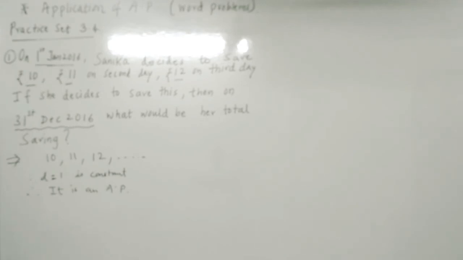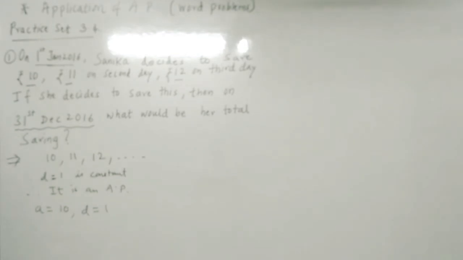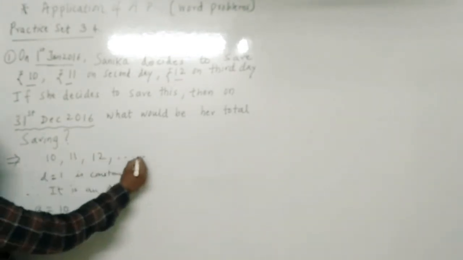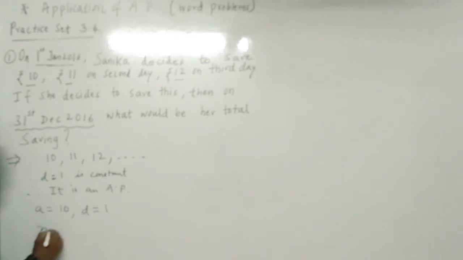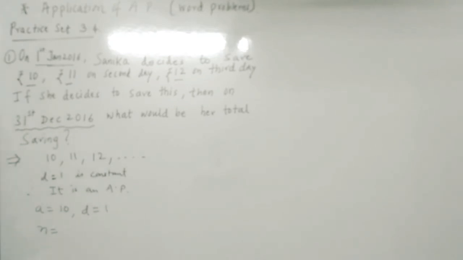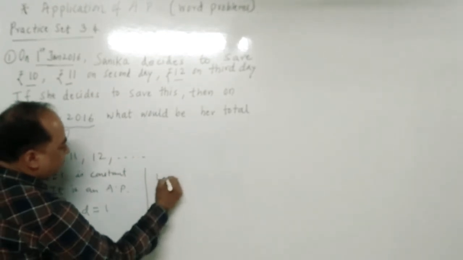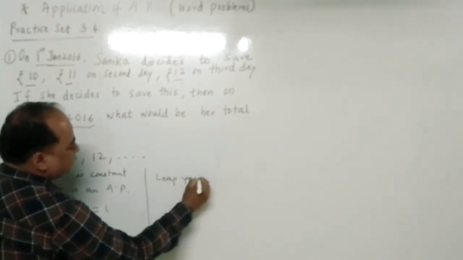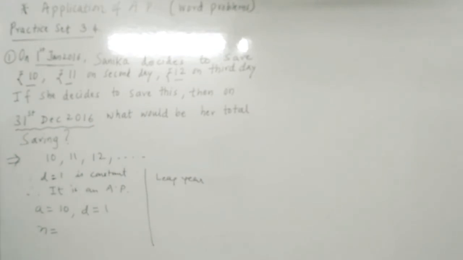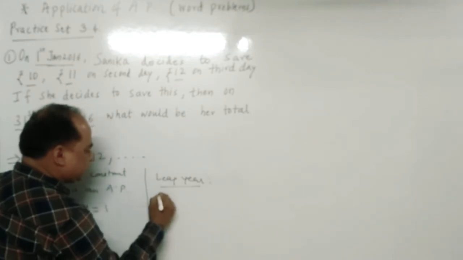Now, since the sequence is an arithmetic progression, your first term a is equal to 10, d is equal to 1. Now, we need the number of days in the year 2016. Now, 2016 is a leap year. Now, what is a leap year? A leap year means a year which is completely divisible by 4.